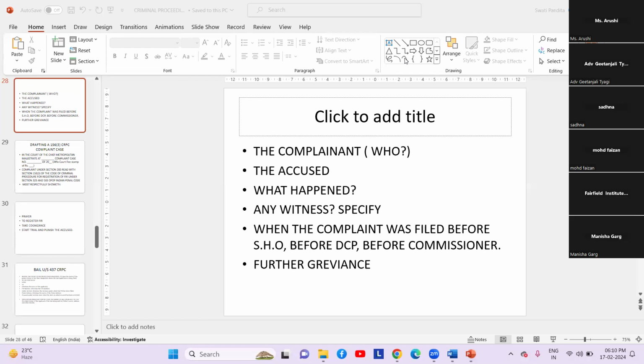Your prayer will include to register an FIR, to take cognizance, start trial, and punish the accused. This will be very simple, very basic thing. So what I am doing here is that I am very precise, I am very specific. This is something what you will write and you will get the relief. Don't go for so many facts.